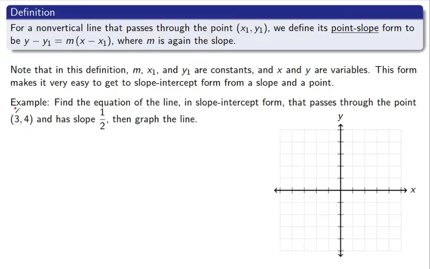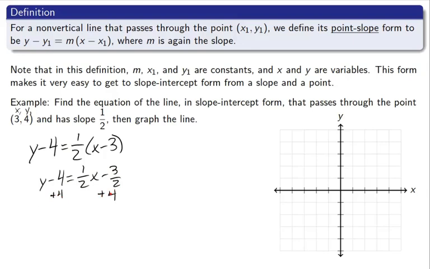According to this formula, I've got x1, y1 here. y minus y1 is going to be y minus 4 equals m, which is my slope of 1/2, times x minus 3. And there you go. So I get y minus 4, distributing the 1/2, equals 1/2 x minus 3/2. And then adding 4 to both sides, note that -3/2 plus 4 is actually 5/2.